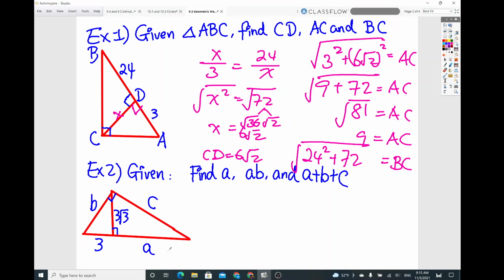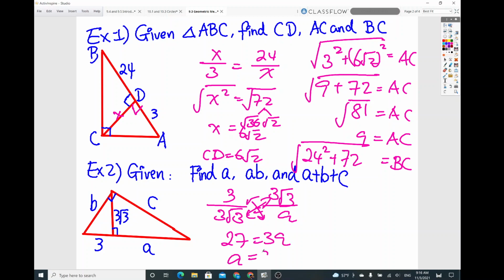So again, using the geometric means, we got 3 over 3 root 3 equals 3 root 3 over A. Cross multiply, so 3 root 3 times 3 root 3, we do have 9 times 3, which is 27. So 3 times A, 3A. Solve for A, so we got A equals 9. So after you solve for A, you can solve for B, you can solve for C.